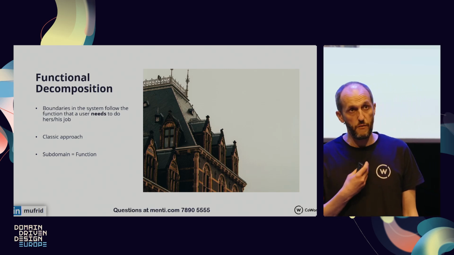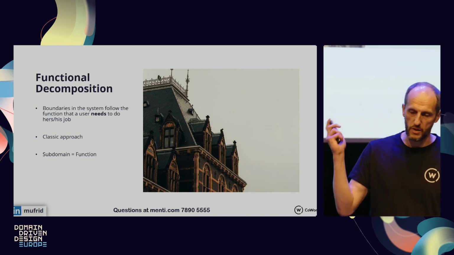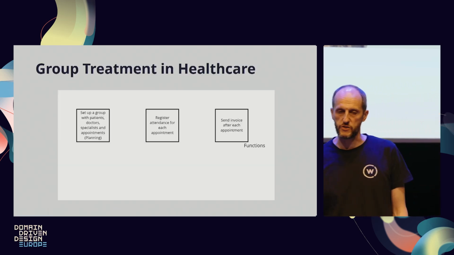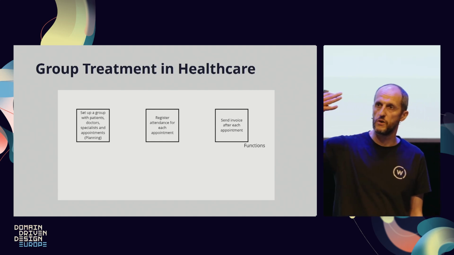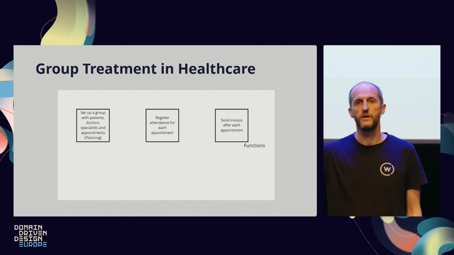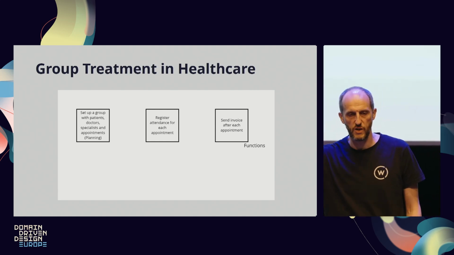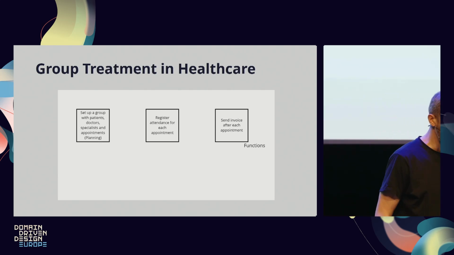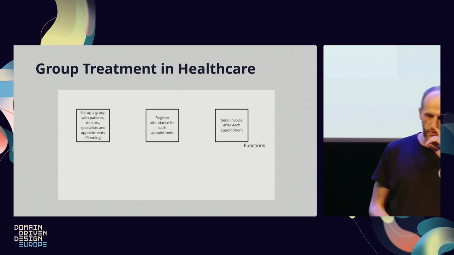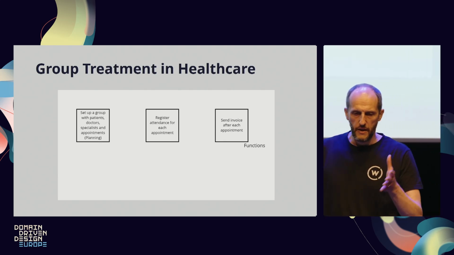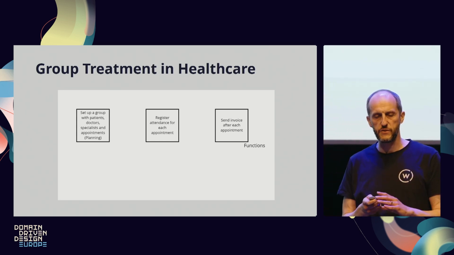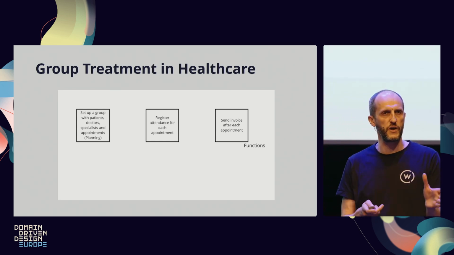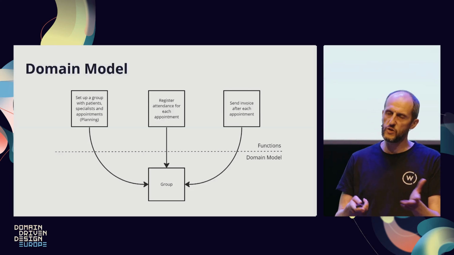Many systems out there are modeled like this. So okay, what are the functions here? We need to plan the group, we need to register attendance, and we need to send some invoices. Those are the functions. Now the thing with functional decomposition is that it kind of leads us to believe that we can have one model for all the functions. So we usually end up with this.